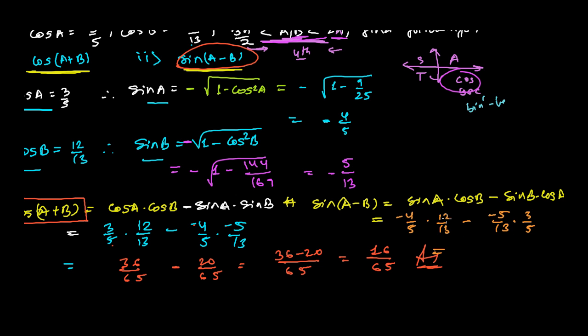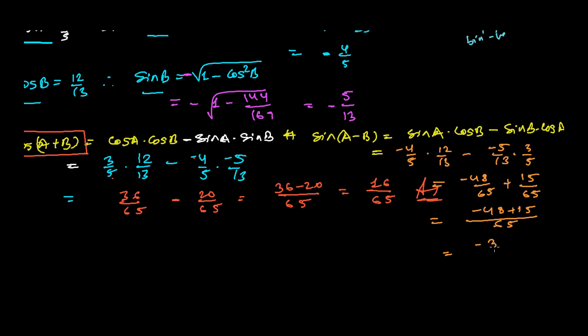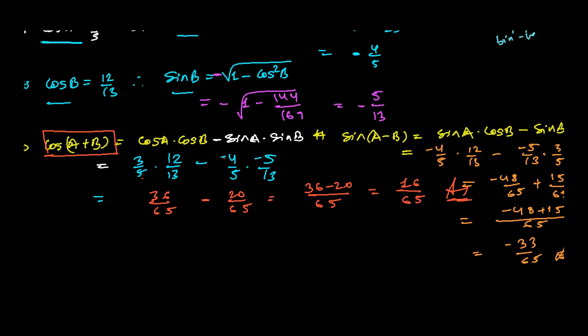So now 12 times 4, that is minus 48 divided by 65. Then this minus and minus will make plus, and 5 times 3 is 15, and 13 times 5 is 65. So it's going to be 65. And this is minus 48 plus 15, that's finally minus 33. That's going to be minus 33 divided by 65. That's our answer for the sine of A minus B.